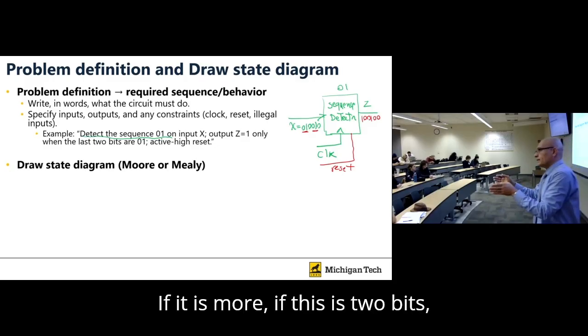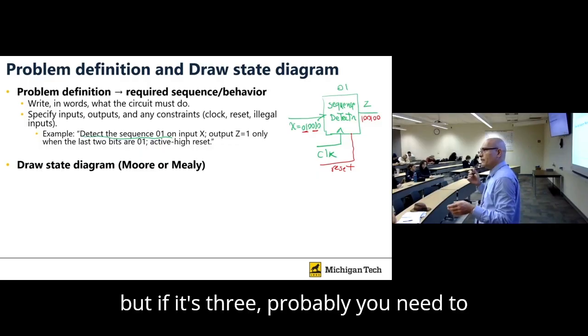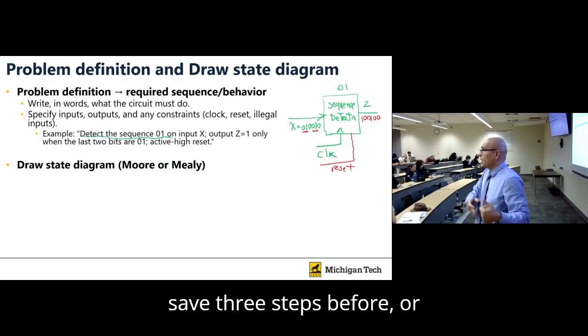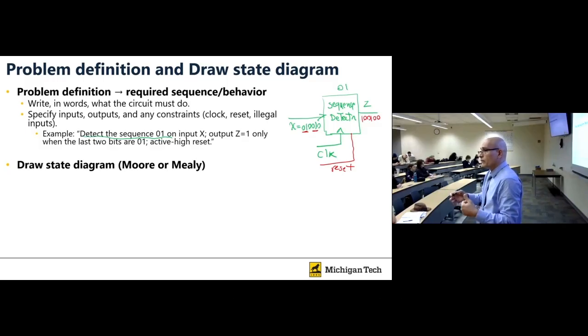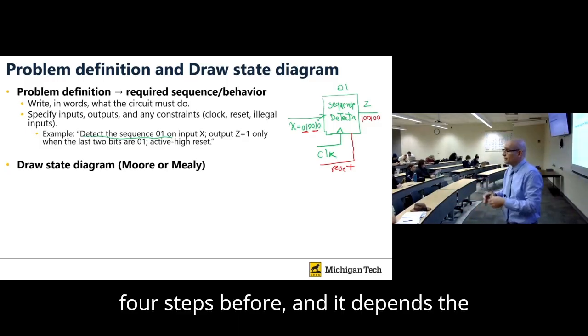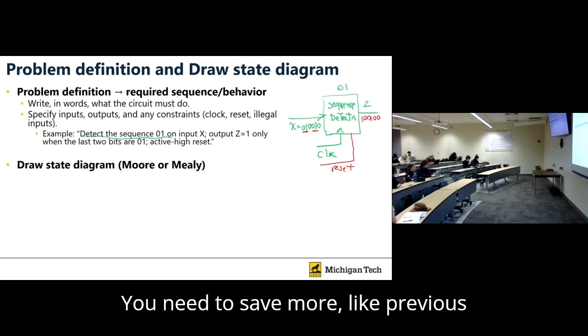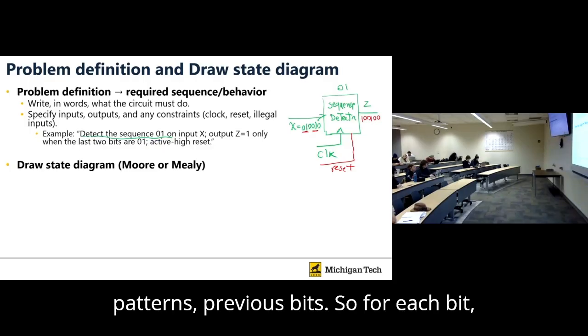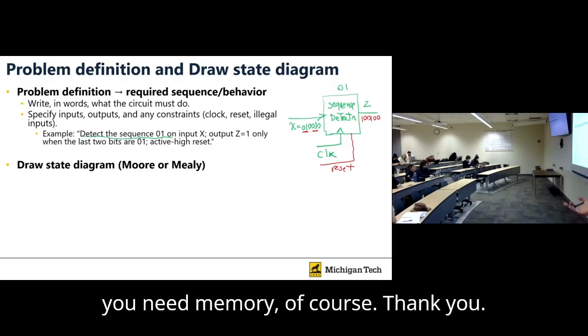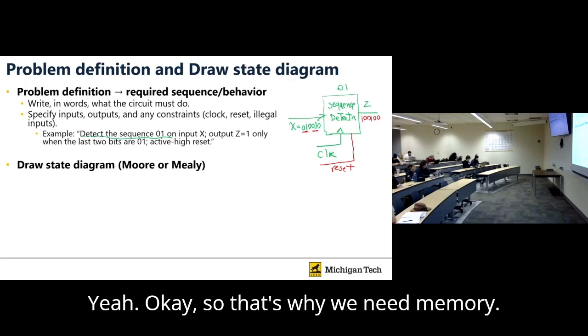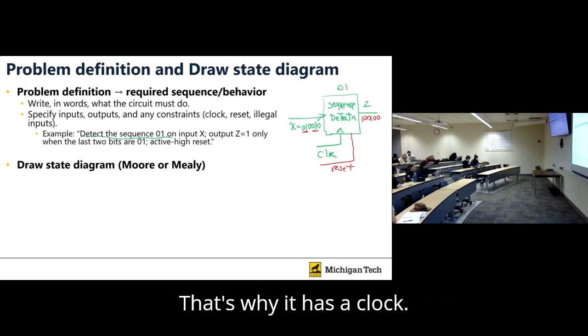If this is 2 bits, fine, but if it's 3, probably you need to save 3 steps before, or 4 steps before. It depends on the type of sequence that you want to detect. You need to save more, like previous patterns, previous bits. So for each bit, you need memory, of course. Okay, so that's why we need memory. That's why it has a clock.